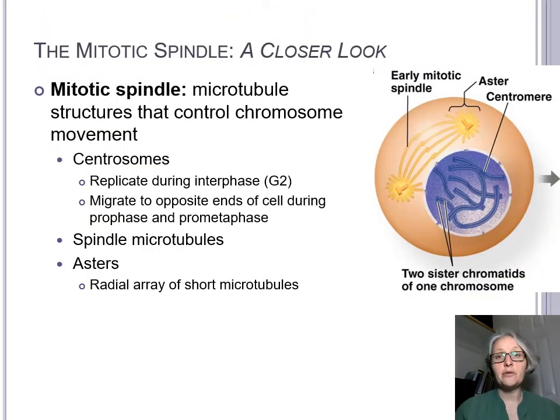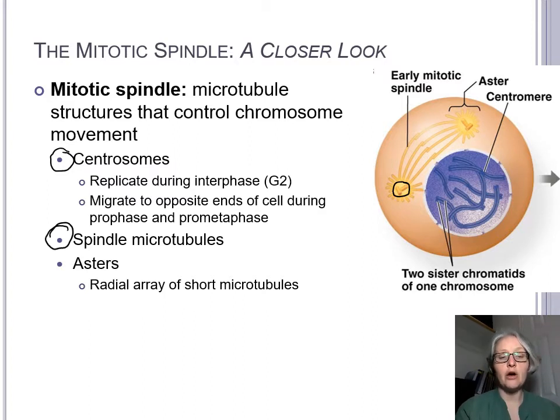I do want to talk about the mitotic spindle and how it's helping this entire process to happen. The mitotic spindle is a bunch of microtubule structures that are helping these chromosomes move throughout the process. So remember, there's a region in our cell called the centrosome. This is an area where microtubules grow from. It's this yellow area over here. That's a centrosome. Not the stuff that's in there, just that yellow area. The centrosomes replicate during interphase, during G2, and they move to opposite ends of the cell during prophase and prometaphase. So that's part of the mitotic spindle, this centrosome.